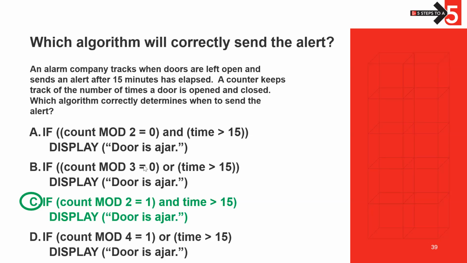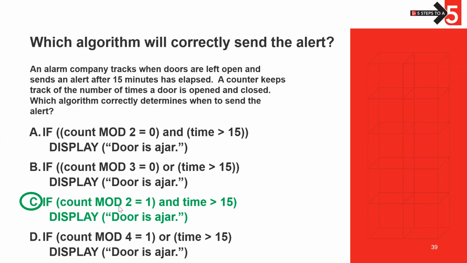Okay, so maybe that could work, but if you keep thinking through it and test it out with a couple of examples, remember that 6 is even and 6 mod 3 will also give you 0. And so in that case, we would send the doors ajar message when it is actually closed. So B is also not it.